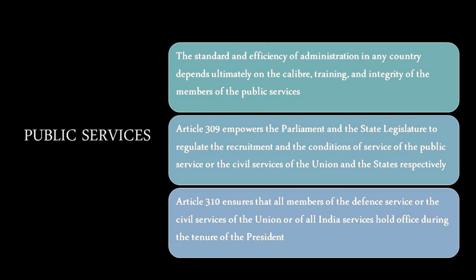Public services. The standard and efficiency of the administration in any country depends on the ultimate caliber of the people who are in public services. They have to be provided appropriate training to maintain integrity. Article 309 empowers the Parliament and the state legislature to regulate the recruitment and the conditions of service of the public servants of the union and the state respectively. Article 310 ensures that all members of the defence service or the civil services of the union or of Indian services hold office during the tenure of the president.